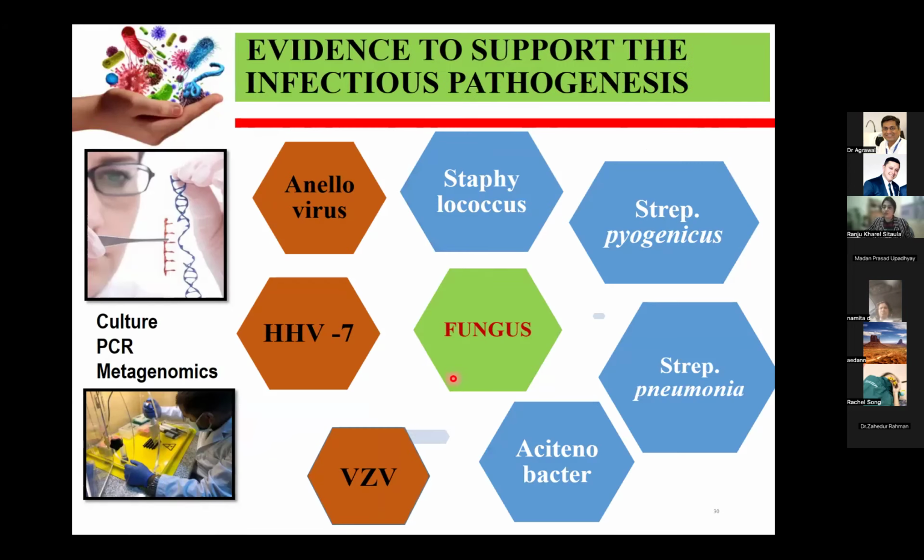Finally, there are supports to label it as infectious buzz also, because these blue ones are bacteria that have been detected from the ocular samples of SHAPU patients. This orange is the virus that has also been detected from the ocular samples of the SHAPU patients, and even fungus has been detected. Some of these detections are from culture, some from PCR, and some from metagenomics. But not a single organism has been detected every time.